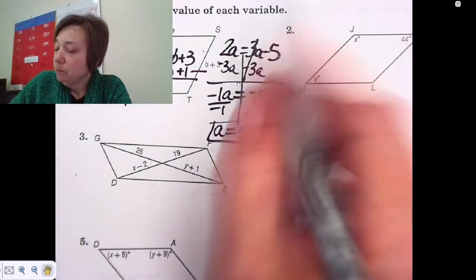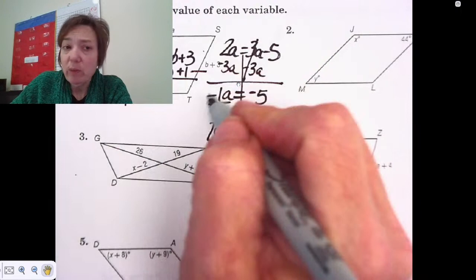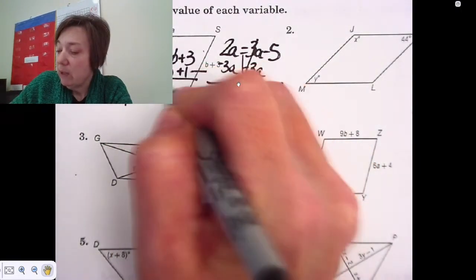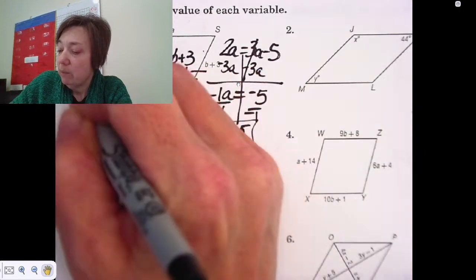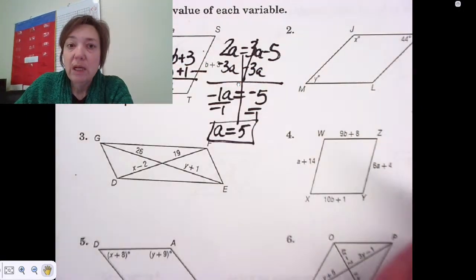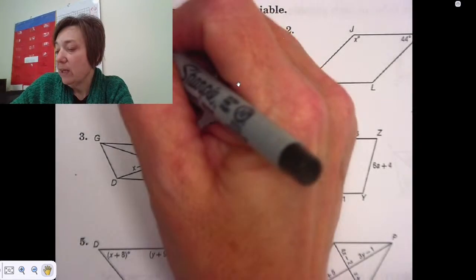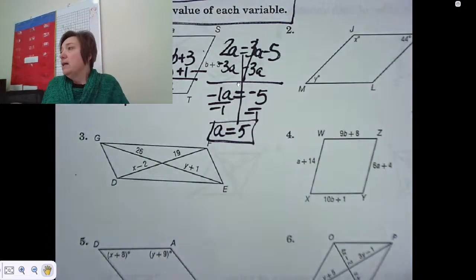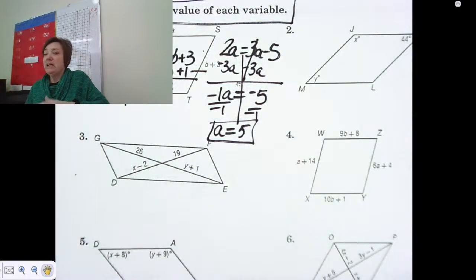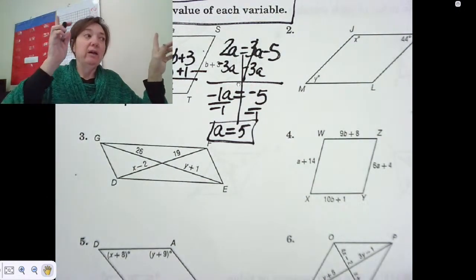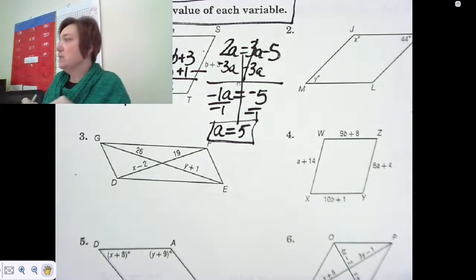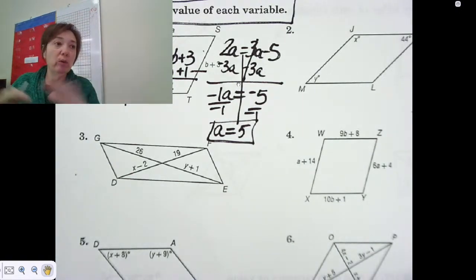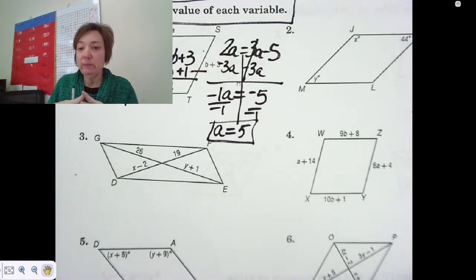So, I'm moving numbers and variables at the same time. That gives me b on this side and gives me 4 on that side. So I know that b equals 4. Now, for the directions for this, it said find the value of each variable. So we're done. If the directions had said find the length of the side, we'd have to go plug it in. But because it said find the value of each variable, we're done with that problem, right?